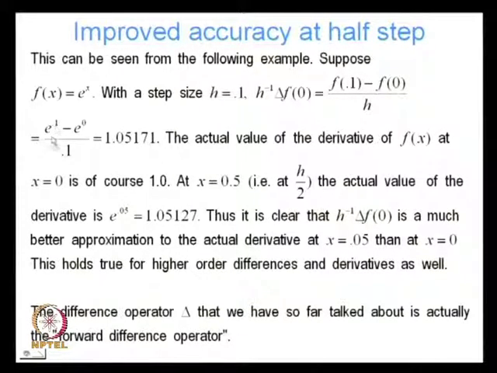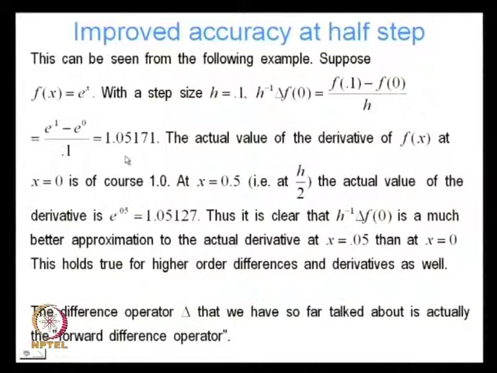So that is going to be e to the power 0.1 minus e to the power 0 divided by 0.1, which is going to be 1.05171. How close is this value to the derivative of f evaluated at 0? Well, the derivative of f evaluated at 0 is 1, right. The derivative of e to the power x is e to the power x, so the derivative of f evaluated at 0 is 1. So it is quite different.